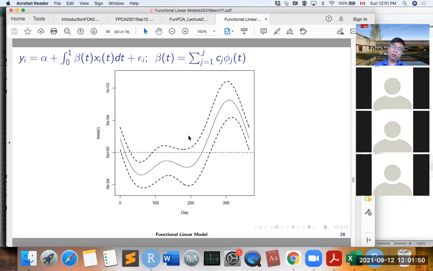Based on the confidence intervals, we identified that the temperature will have a significant positive effect on the precipitation. The temperature in the summer will have no effect on the precipitation.